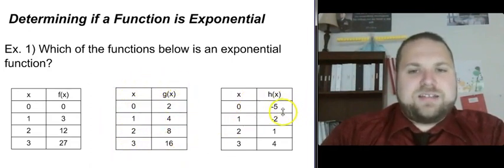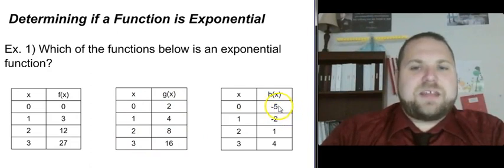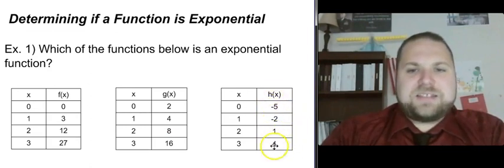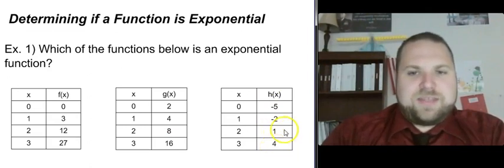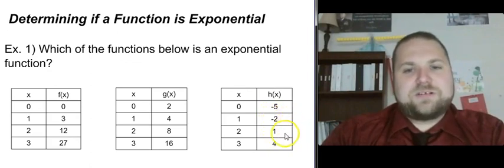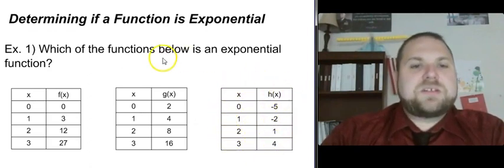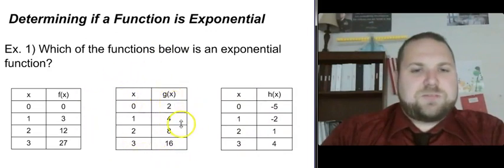Over here, I need to find some number that I can multiply -5 by to get -2. Nothing immediately comes to mind, so let's pick an easier situation. 1 and 4, well, if I take 1 times 4, that would give me that. So we have to see if that holds true everywhere else. -2 times 4 is distinctly not 1, so h of x would be not exponential. So the only one of these that is exponential is g of x, because we're multiplying by some number each time.